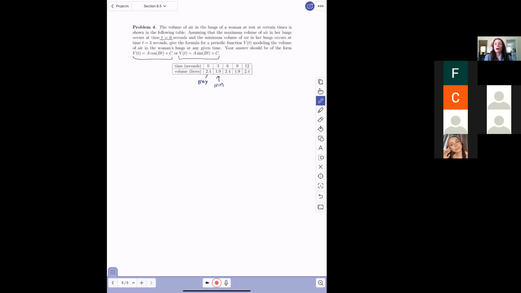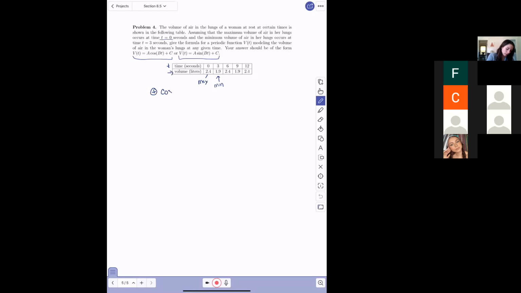Okay. My question to you is, if we're going to model this, are we going to use cosine or sine? Sine. Why do you say sine? Because it starts at 0. So the time starts at 0, the input, but remember when t equals 0, we want to know what this value is. And since that's starting at the maximum, what are we going to use? Cosine, and it'll be positive cosine.